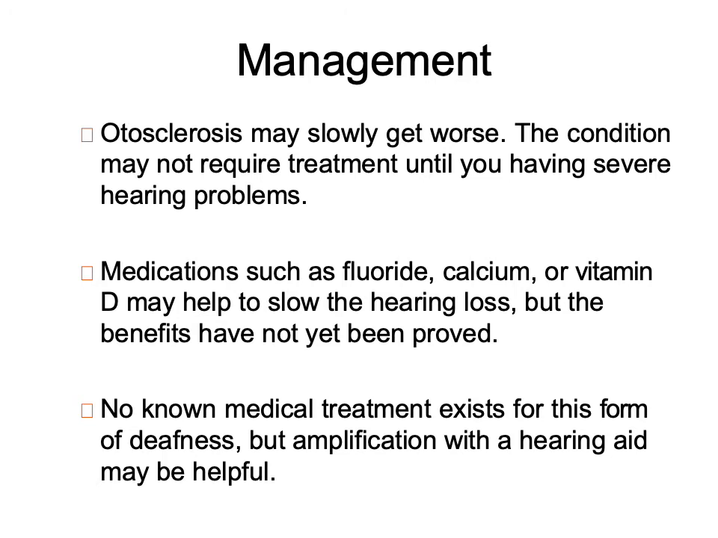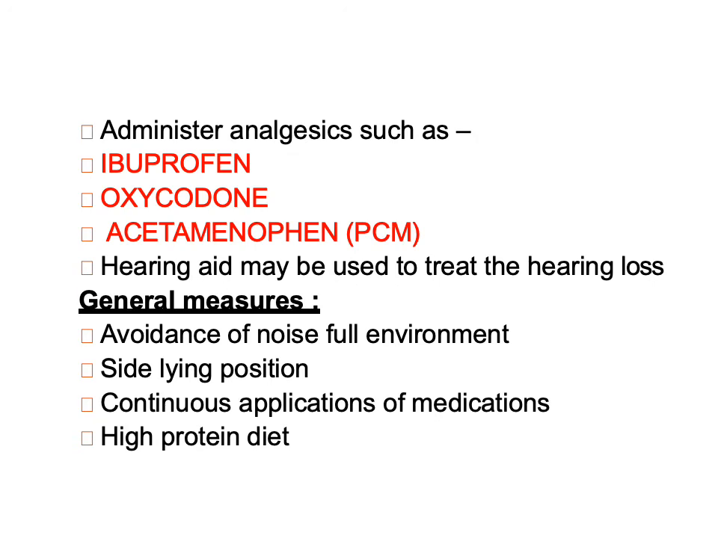Coming to management, otosclerosis may slowly get worse. The condition may not require treatment until you have severe hearing problems. Medications such as fluoride, calcium, and vitamin D may help slow the hearing loss, but the benefits have not yet been proved. There is no known medical treatment for this type of deafness. Especially, a hearing aid may be helpful. Sometimes, if the patient is having pain, we can administer analgesics such as ibuprofen, oxycodone, or acetaminophen. A hearing aid may be used to treat the hearing loss.